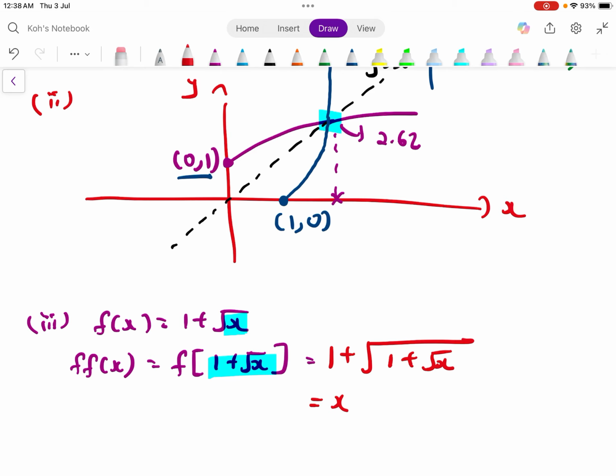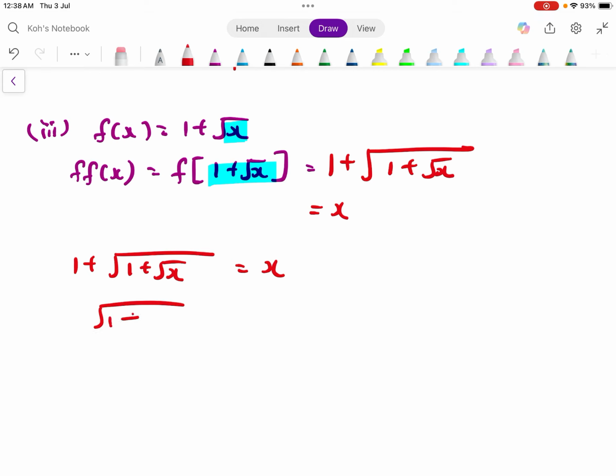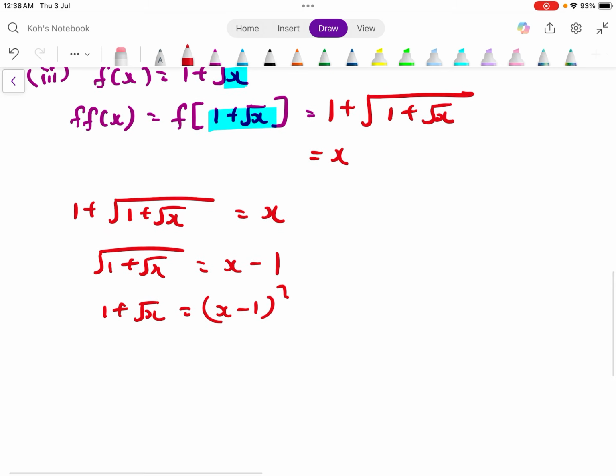Then we are asked to show the cubic equation. Very simple. First, 1 + square root (1 + square root x) is equal to x. So the 1 you move to the right hand side: 1 + square root x is equal to x - 1. Square both sides: 1 + square root x is equal to (x - 1) squared. Then you move the 1 to the right hand side again. So square root x is equal to (x - 1) squared - 1.